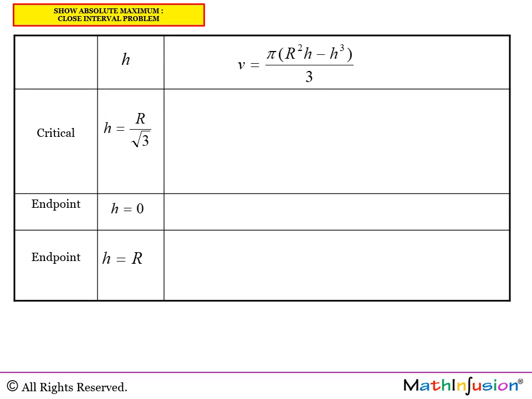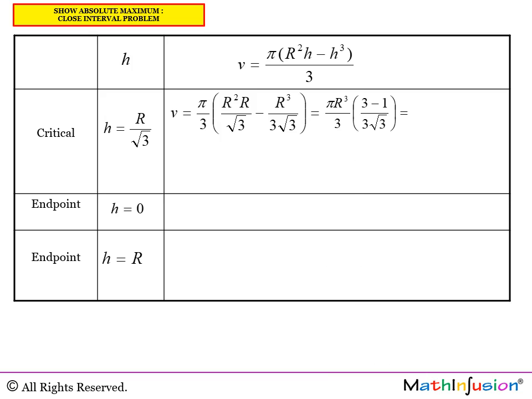Now let's do the chart because it's a closed interval problem. So let's evaluate the volume at the critical number. So we substitute R over radical 3, and we get that. So let's just simplify. We can distribute R cubed, and then we do a common denominator of 3 radical 3, and we get 3 minus 1, which is just 2 there. And we get that.